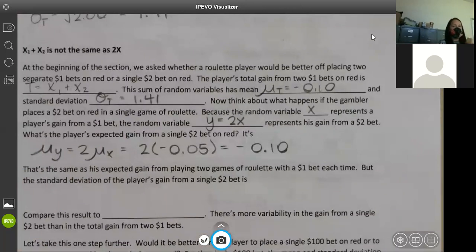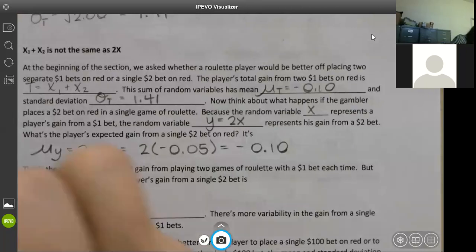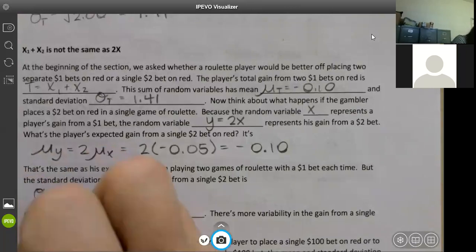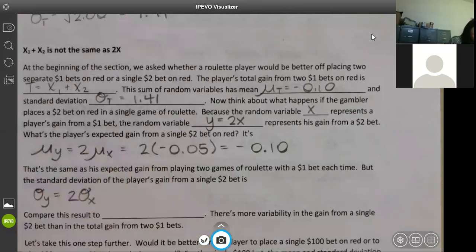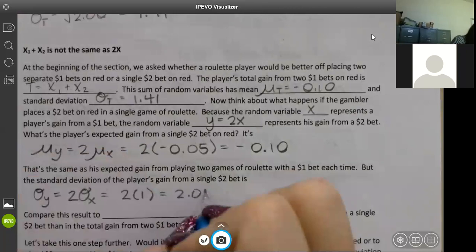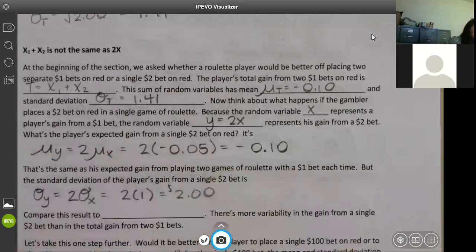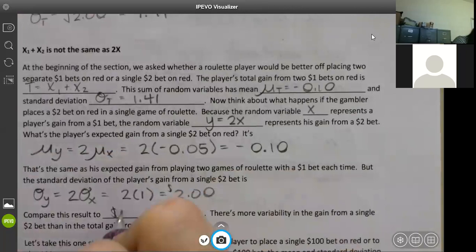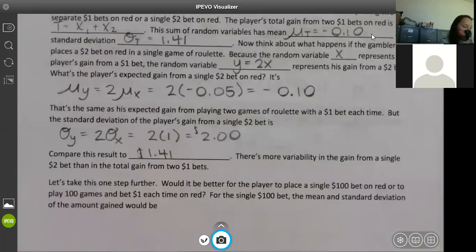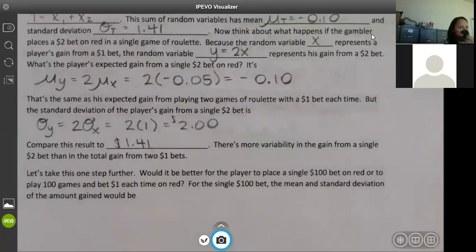That's the same as his expected gain from playing 2 games of roulette with a $1 bet each time. But look at the standard deviation of the player's gain from a single $2 bet. So we're looking for the standard deviation of Y, which would be 2 times the standard deviation of X, which is 2 times 1, or $2. Compare this result to the 1.41 that we just got a second ago. There's more variability in the gain from a single $2 bet than the total gain from 2 $1 bets. So then we're still on this page. There's more to write. Let's take it one step further.